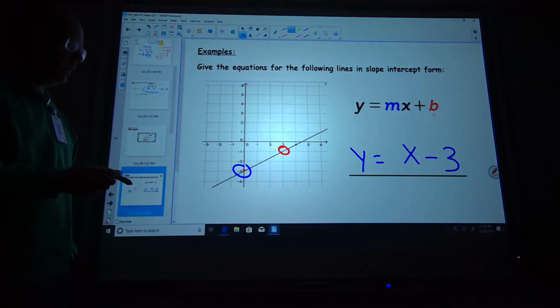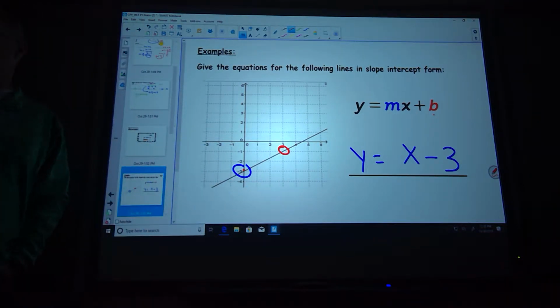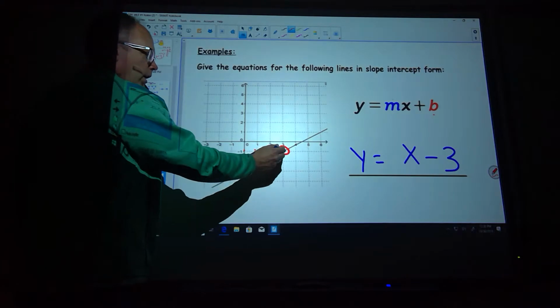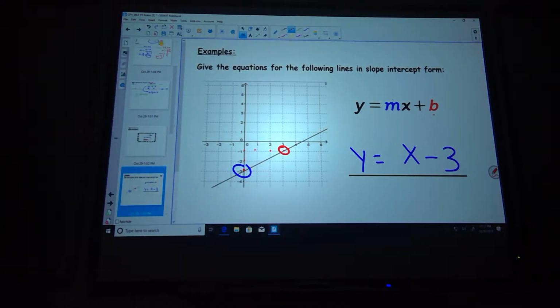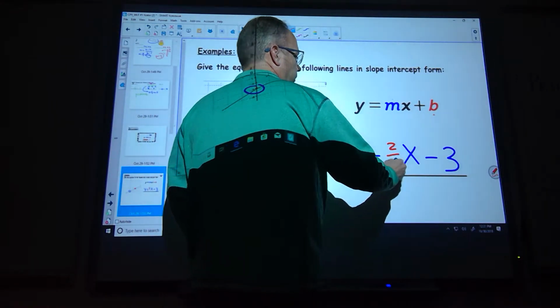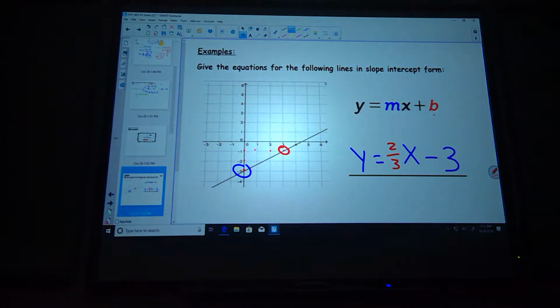Does it look like it'd be a whole number point, meaning it crosses at an exact value? So I'm going to count. I'm going to go up 2, 1, 2, and over 1, 2, 3. So up 2, right 3. So what's my slope have to be? 3 over 2. Close. 2 over 3. Up and then right. Okay, so y equals 2/3 x minus 3 is the equation to that line in slope-intercept form. May I move on? Yes. So everyone, you stop me if I go too fast, okay?